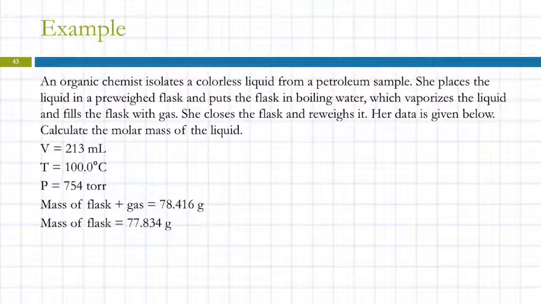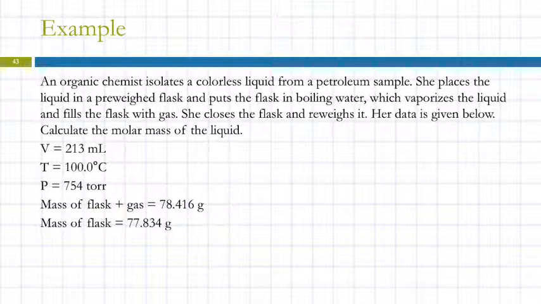Here's an example that's very similar to what we're going to do in lab on Wednesday. An organic chemist isolates a colorless liquid from a petroleum sample. She places the liquid in a pre-weighed flask and puts the flask in boiling water, which vaporizes the liquid and fills the flask with gas. She closes the flask and reweighs it. Her data is given below. Calculate the molar mass of the liquid.